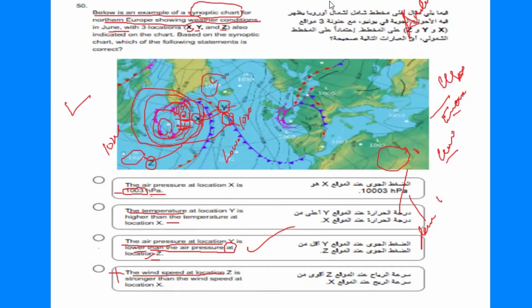We'll be discussing isobars and other questions like that in the next video.